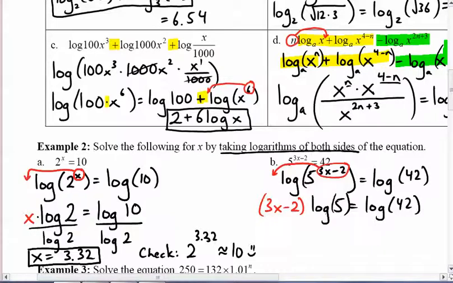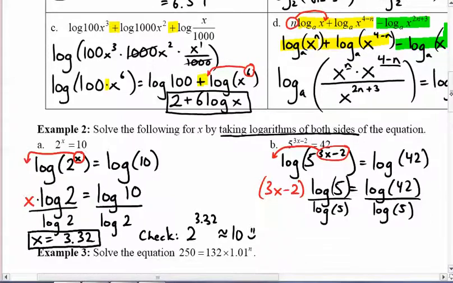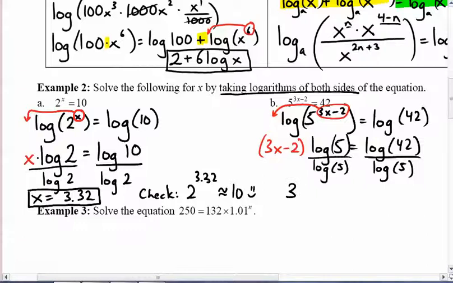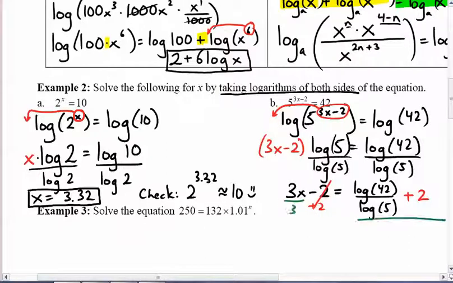Okay. Now what many of you did was divide both sides by log 5. That's wonderful. And you could even change the right-hand side of the equation into a decimal at this point. So on the left-hand side we're left with 3x minus 2. And on the right-hand side we have log 42 over log 5, which is approximately 2. A little bit bigger than 2. And at this point it becomes like a grade 9 problem. We add 2 to both sides to cancel off the 2. And then divide both sides by 3 to get the x by itself.